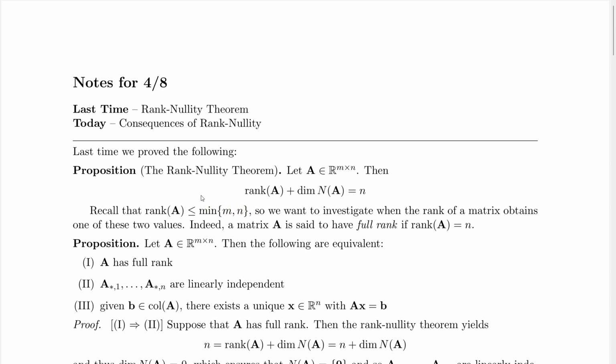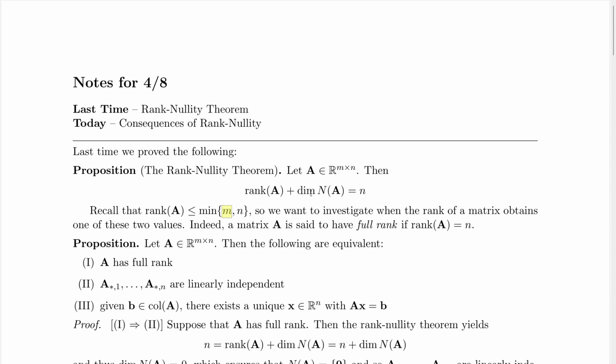Note that rank here has to coincide with m or n as one of its upper bounds. It can't exceed the number of rows or the number of columns. So our first task is to investigate what happens when rank hits one of these extreme values, and we'll see the rank nullity theorem tells us some interesting things about that. Obviously, here we see that the rank plus the nullity equals the number of columns, so the rank hitting the number of columns is probably a bit more important than the rank hitting the number of rows, and indeed that is the case.